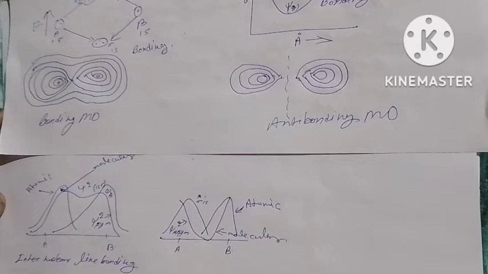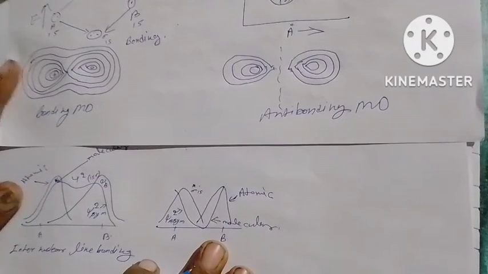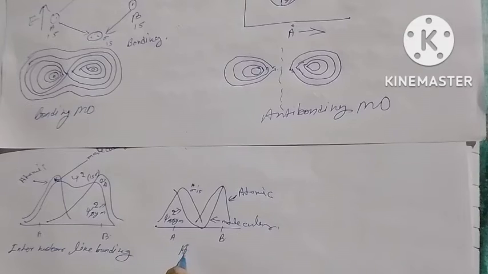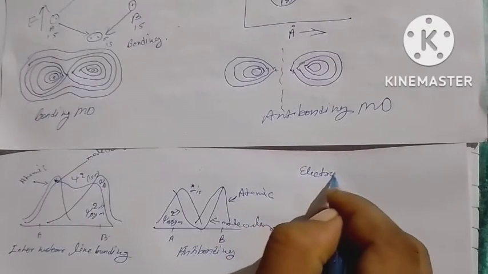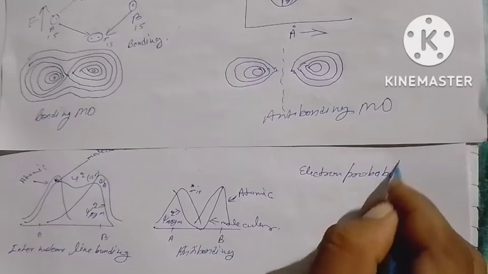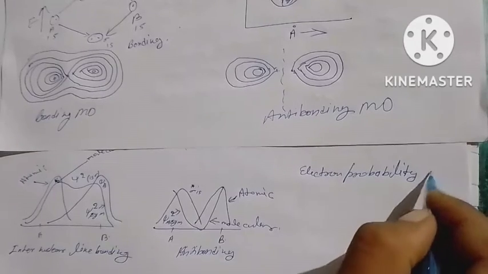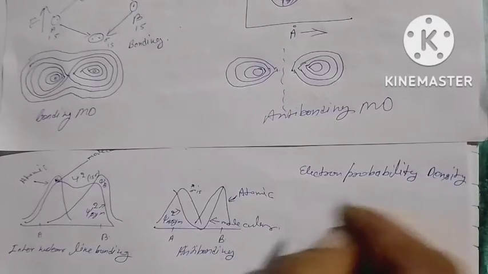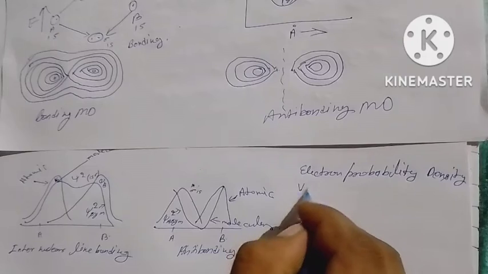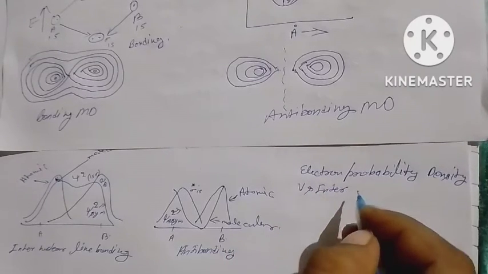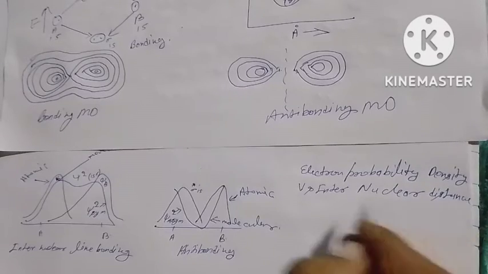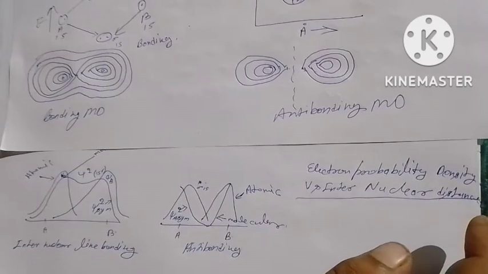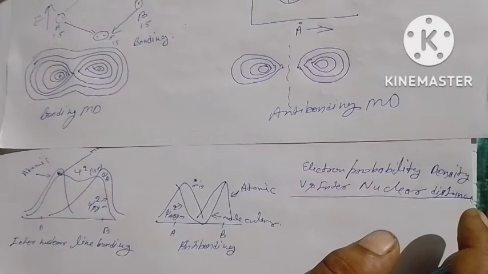Electron probability density versus internuclear distance. This is the anti-bonding. Electron probability density versus internuclear distance.